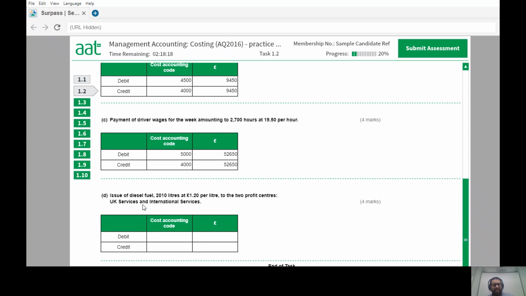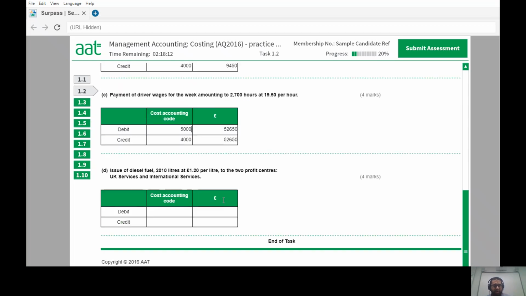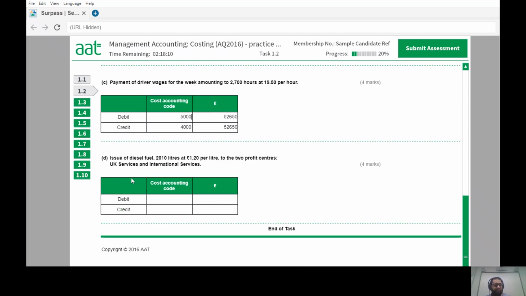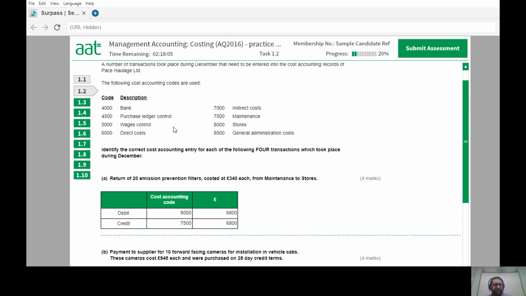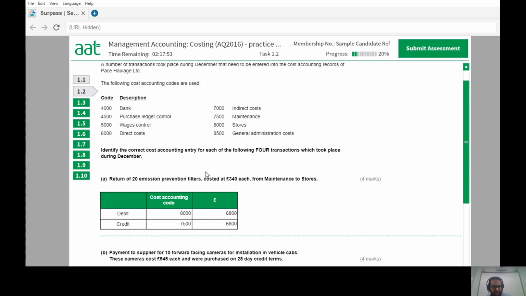Now it's saying here UK services and international services, but now the diesel was issued to UK services and international services. So let's have a look at it here. I can't see that here anywhere, but normally it's going to be what? Is that going to be a direct cost or indirect cost? And you also have to remember how this is going to be appropriated in my books. Okay, so the first part of it, it's going to be here.